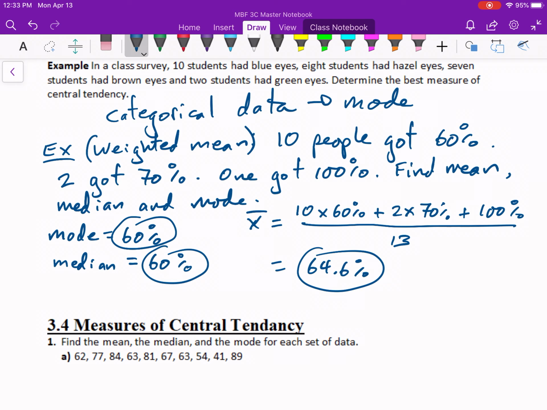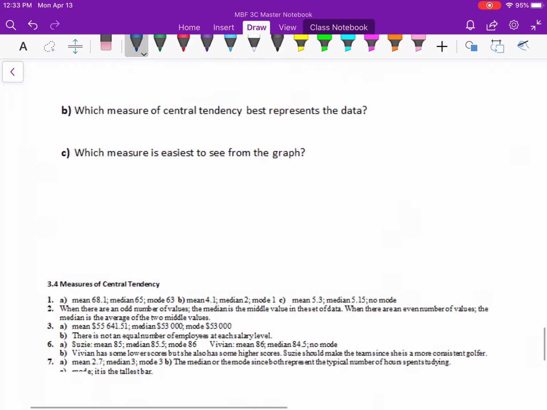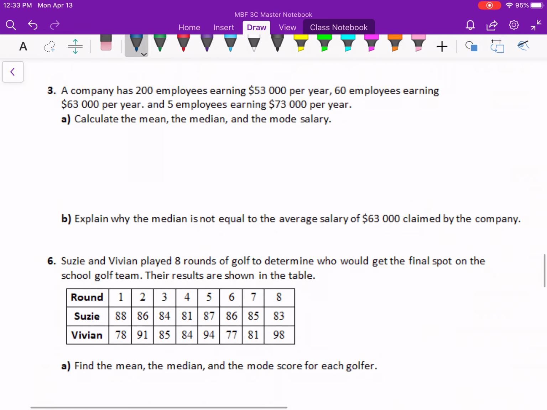The homework is just below the note that you'll find on OneNote. Here it is. You can see there's a few questions and the answers, so you can check your work.